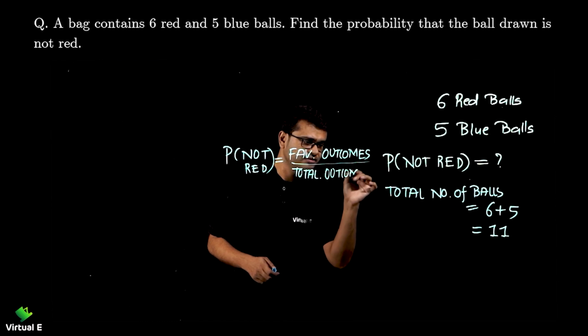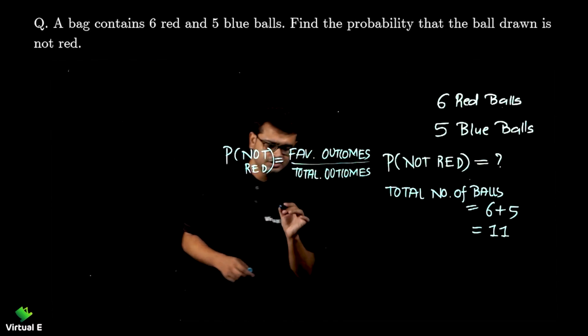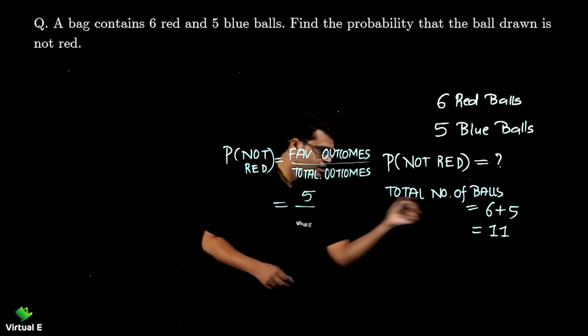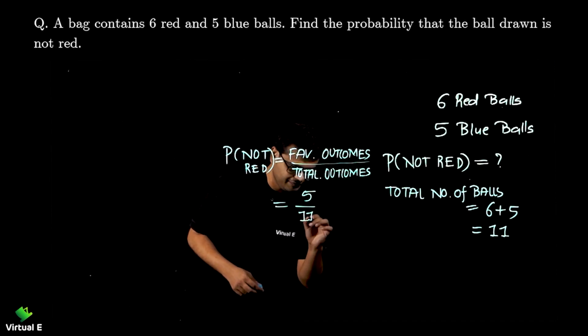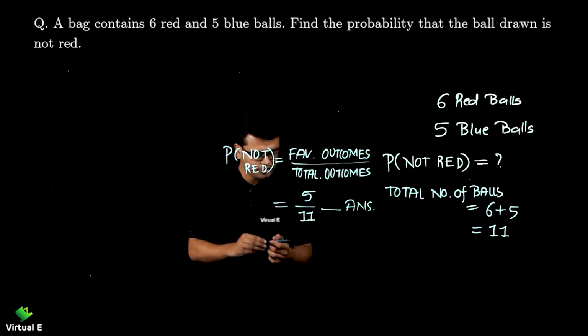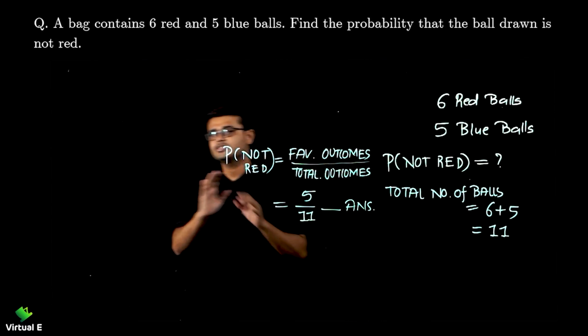Total number of outcomes. So favorable is what? 5, and total number of outcomes are what? 11. So this is your final answer. Remember, we cannot do any kind of simplifications over here.